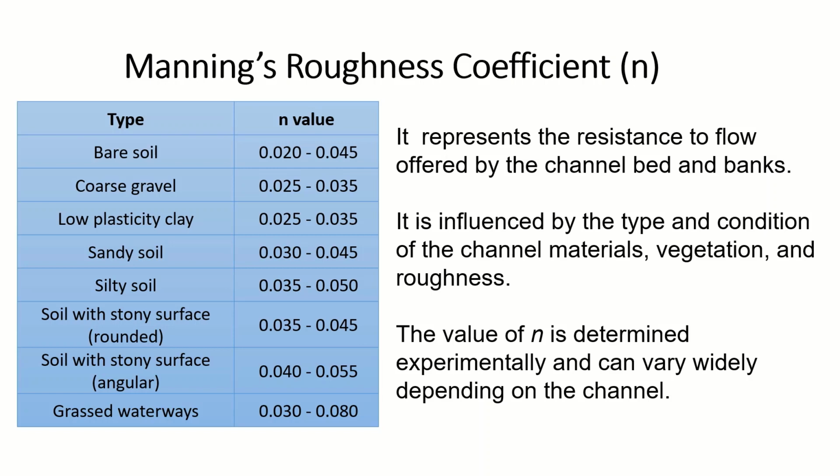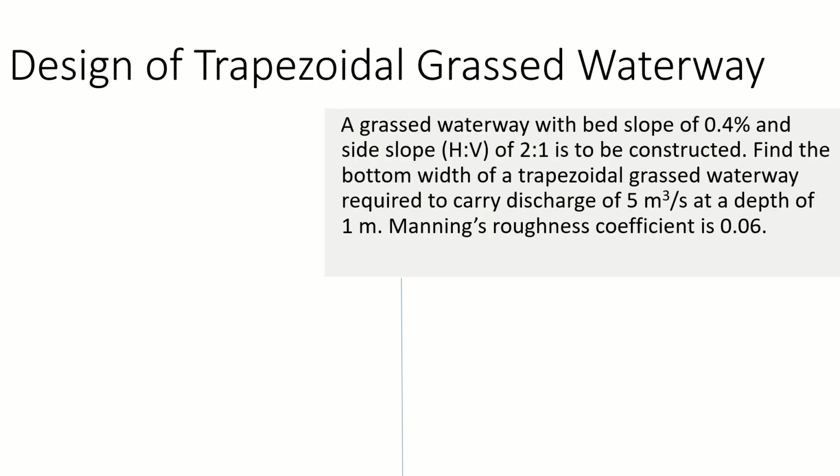Now let us solve one example of trapezoidal grass waterway design to understand the procedure. Now there is a grass waterway which is to be constructed with a bed slope of 0.4%. So the bed slope is just 0.4%. Side slope is 2 to 1. This is 2 horizontal to 1 vertical. So these are the side slopes.